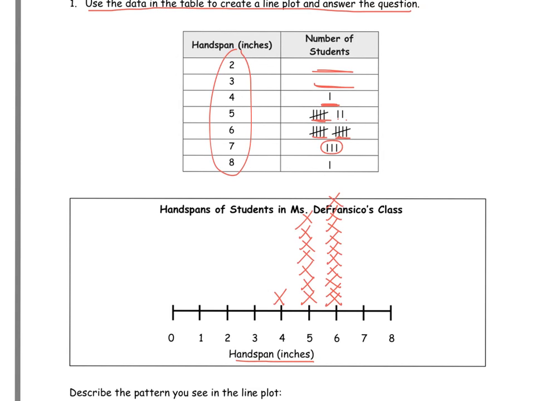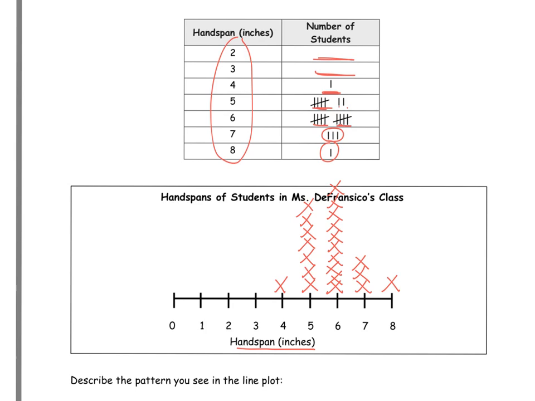My next group is 3, and that's for the number 7. And then my last one for 8 is 1. So there's my line plot, and all I did was take the number of students, the tallies, and just put X's down on the number line.